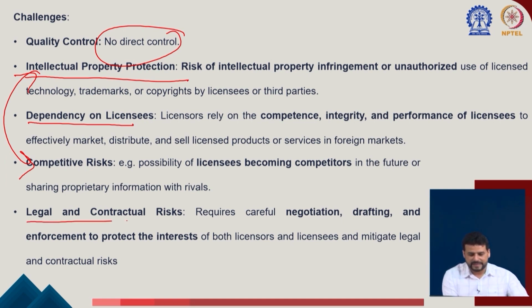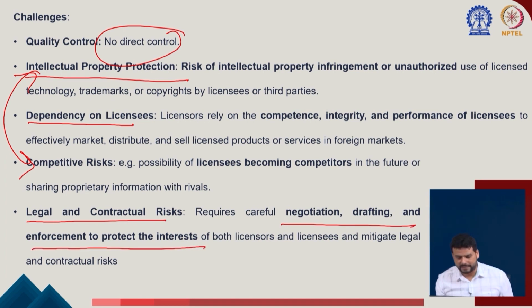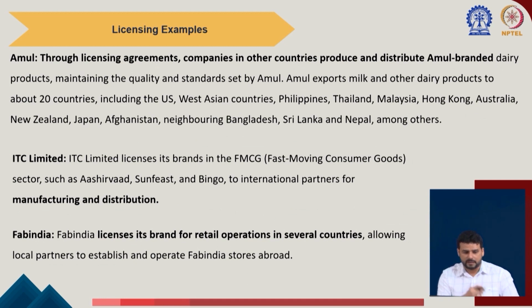So, legal and contractual risks are also there. Negotiation, drafting and enforcement are important to protect the interest of both the licensors and licensees. Otherwise, in the end the split will be very difficult, right? Like Hero Honda, they also struggled while they were separating. But if it is properly documented, then in the end you will have a proper idea how much control the one will have of the other.